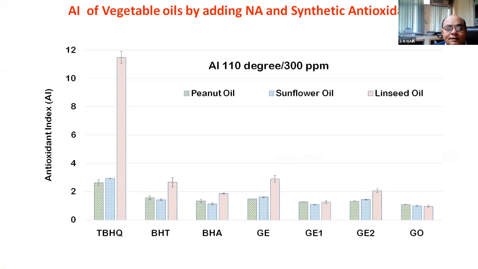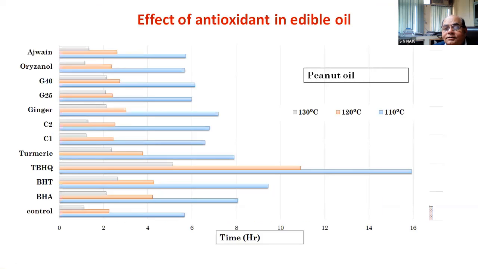So you can see BHT, BHA, and these are used in the food industry. The similar pattern you can get from ginger extract and all that. Similarly, we have tested many essential oils, ajwain oil, then oryzanol from the rice bran industry, the rice bran oil byproduct. Then ginger extract, with gingerol content 40%, gingerol content 25%, and all the ginger extracts. So basically, this plant extract can be used to replace BHT and BHA.